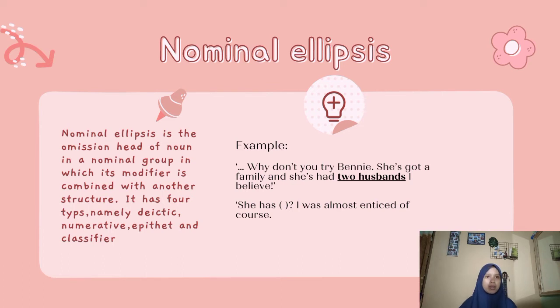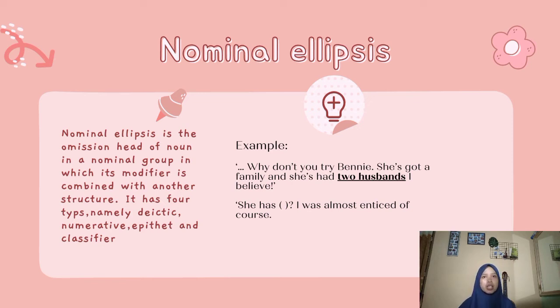It can be described that two is a numerative because it is called a numeral, specifically a cardinal number. Husband, the word husband, is the noun of the data. Based on this explanation, the non-elliptical structure of the sentence could be: she has two husbands.